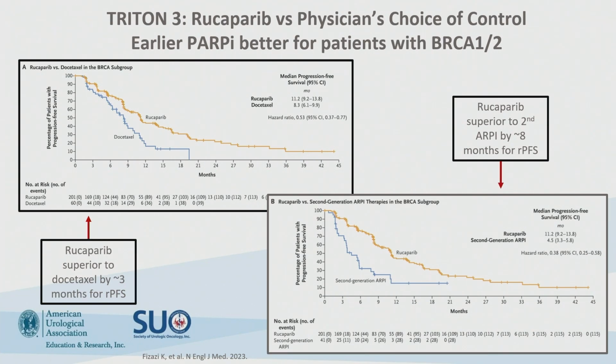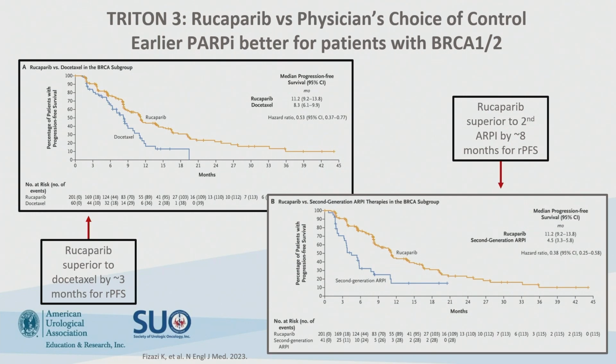So the only head-to-head data that we have between PARP and chemotherapy for patients with BRCA mutations clearly says if you have a BRCA mutation, try to get the PARP to them before chemotherapy. I think this is one of the most important things that came out of this trial because rucaparib is not widely available at this point in time.